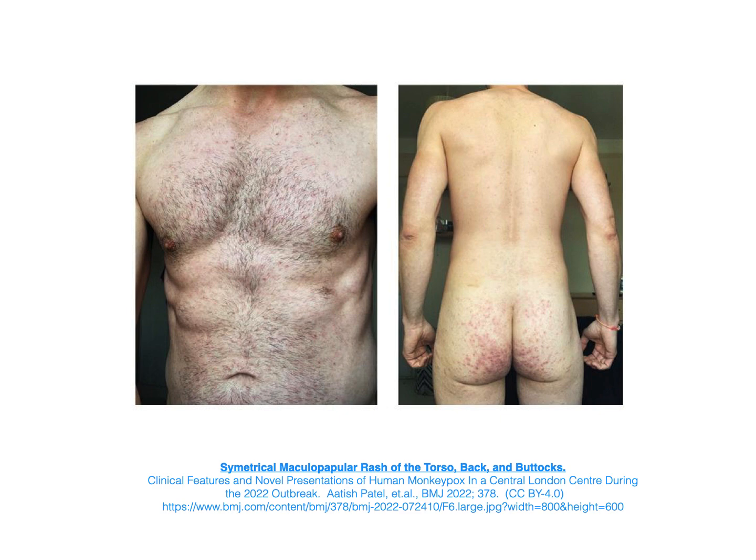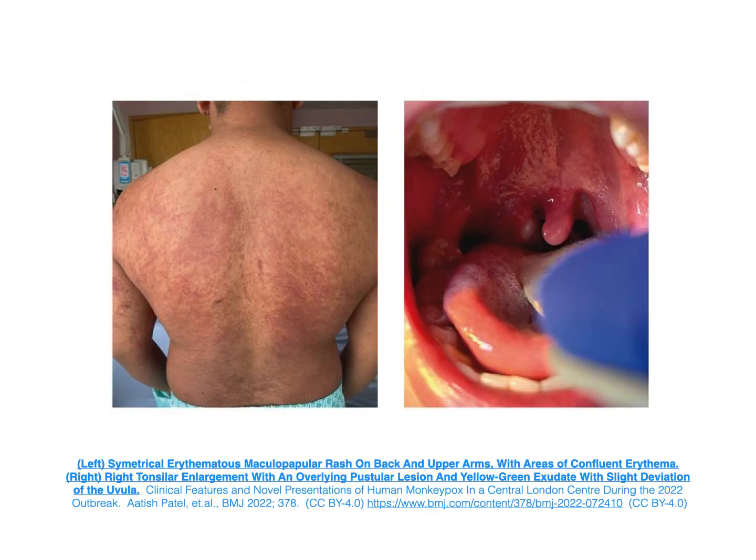Symmetrical maculopapular rash on the torso, back, and buttocks. Left, symmetrical erythematous maculopapular rash on back and upper arms with areas of confluent erythema. Right, right tonsillar enlargement with an overlying pustular lesion and yellow-green exudate with slight deviation of the uvula.